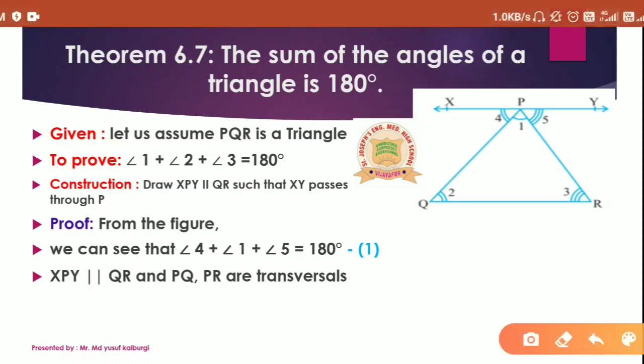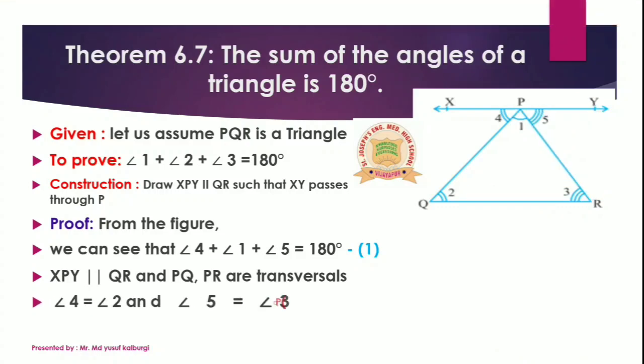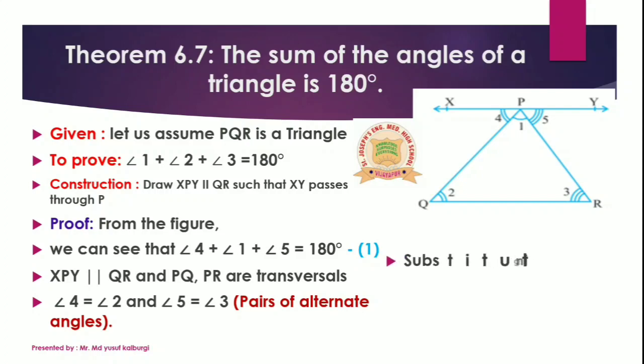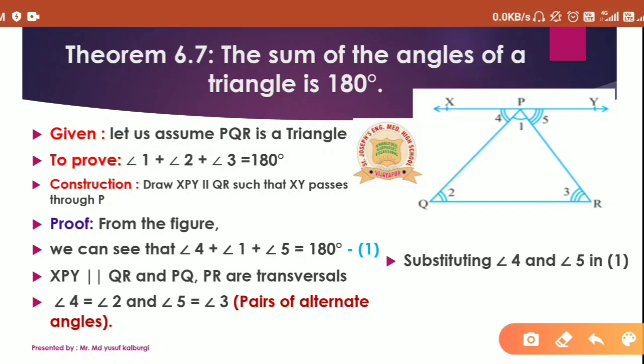Now if they are transversal lines, here you are going to get alternate angles: angle 4 is equal to angle 2, and one more pair, angle 5 is equal to angle 3. Why? When two lines are parallel, alternate angles are always equal. So we write angle 4 is equal to angle 2 and angle 5 is equal to angle 3, pairs of alternate angles. Now we are going to substitute these values in equation 1. Substituting the values of angle 4 and angle 5, we know that angle 4 is equal to angle 2.